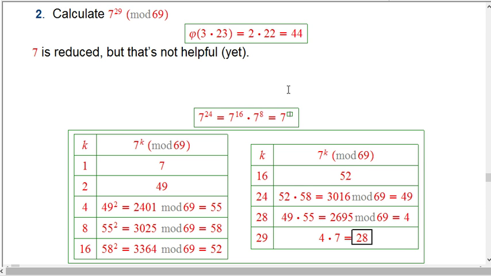Because, of course, exponents add, I'm using the fact that 24 is 16 plus 8. So it's all about rules of exponents as usual. Okay, so I'm taking the 52, one of my building blocks, times 58. Yes, I do have to do that. It's a 4-digit number. I have to reduce it mod 69. I use the calculator. And that's 49.